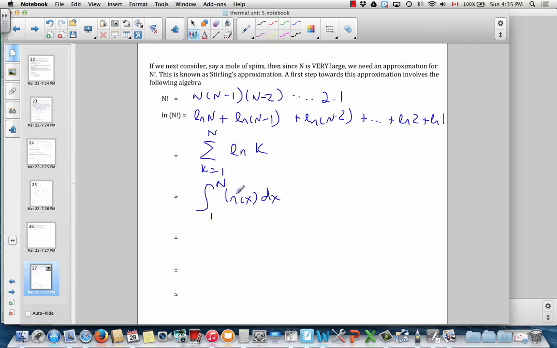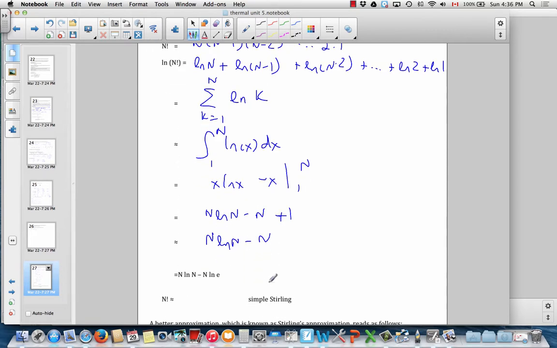Now, this you can integrate by parts, right? Call this part, let's see, the u, and then call this the dv. And it integrates to be x ln x minus x between 1 and n. So that's n ln n minus n. And putting in 1, you get 1 times log 1, which is 0, minus 1. So it's minus 1, it's plus 1. But with n being, say, a mole, the 1 is just basically tiny. We can ignore that. So we've got an expression for the log of n factorial.